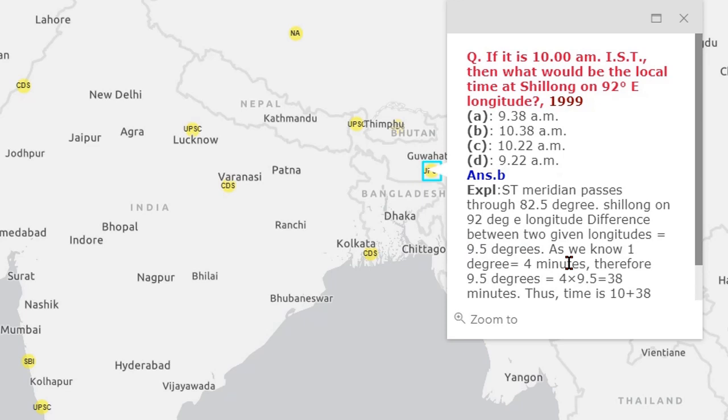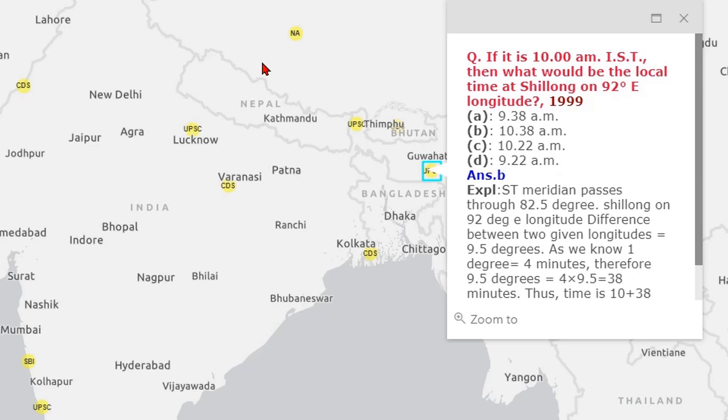Here, as we have already discussed, 15 degrees equals 1 hour. So 15 degrees longitude means 60 minutes. Then 1 degree means 4 minutes. There is a gap of 9.5 degrees. So here there will be a difference of 38 minutes.